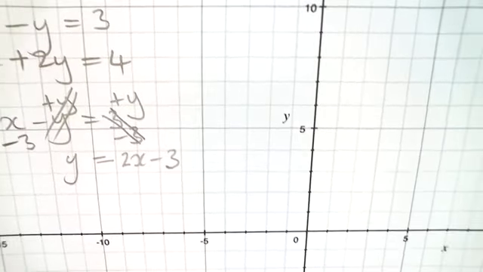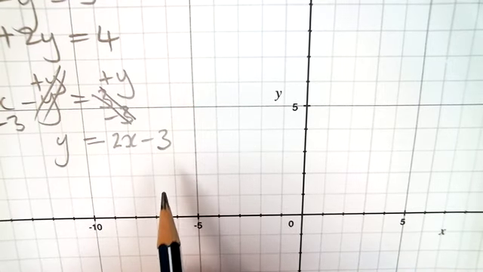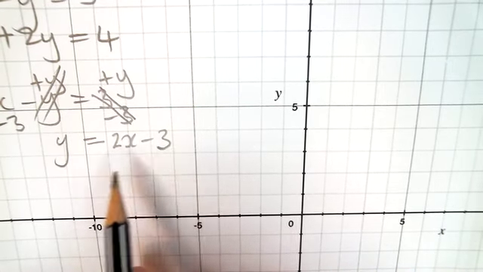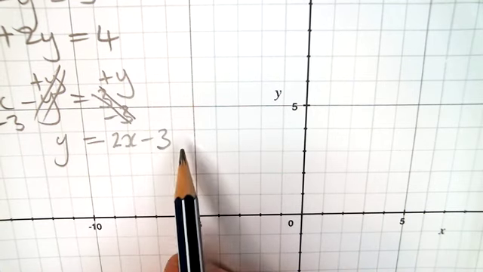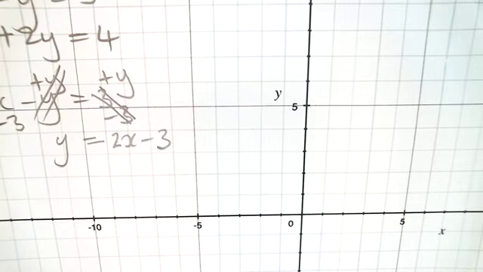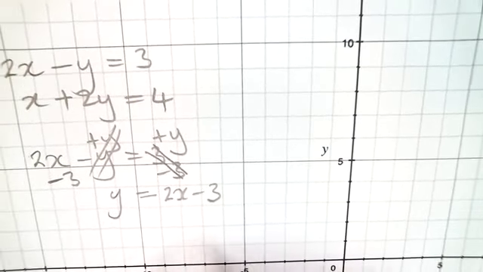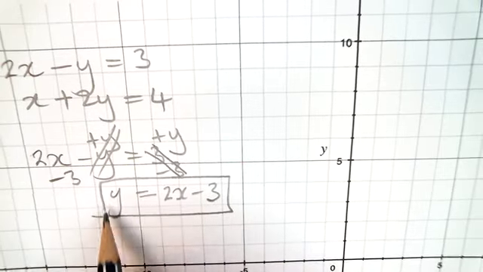To draw 2x minus 3, I'm not going to do too much algebra here, because I could just say when x is 0, what's y, and when y is 0, what's x. Let's do that. So this is my equation, that's the one I'm going to use.